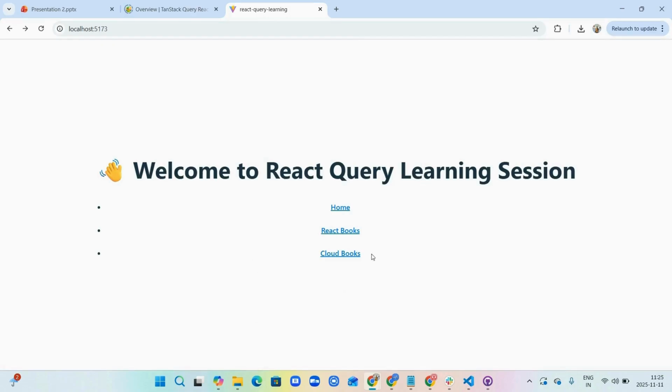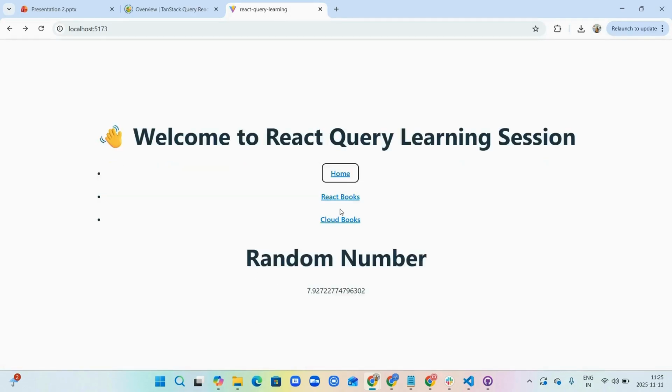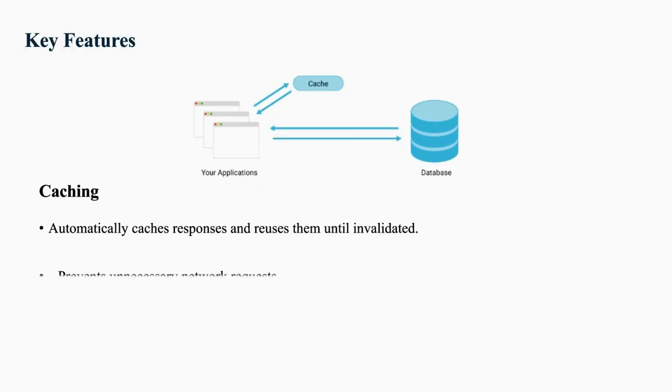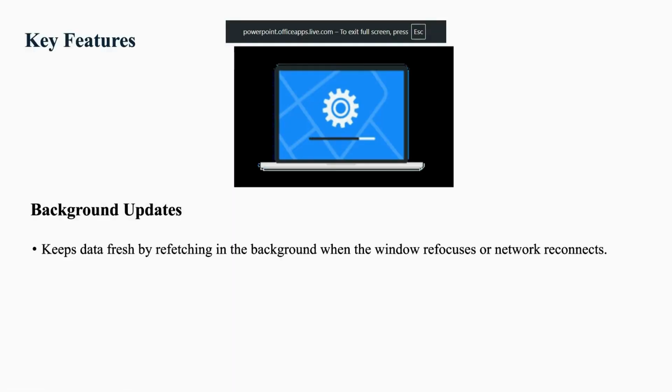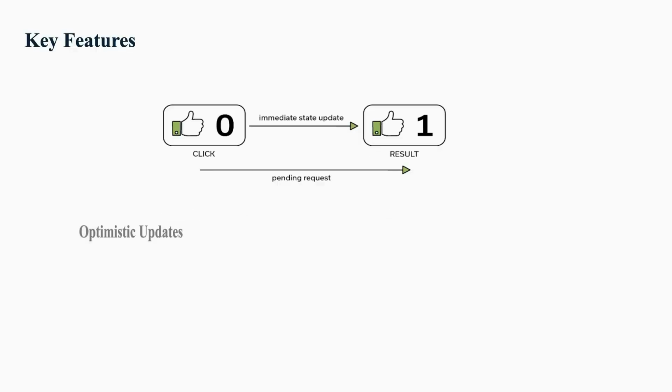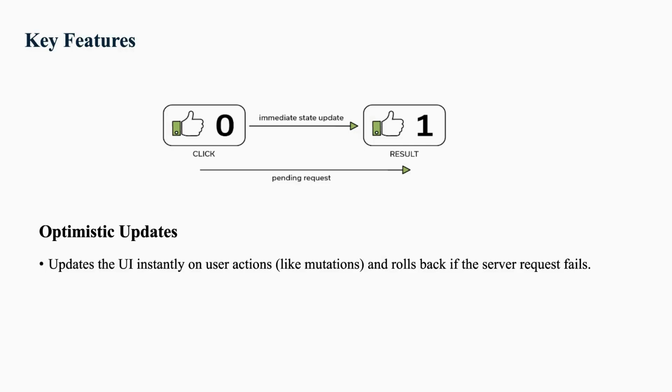You will notice that the home page shows an instant random number as soon as it loads. Keep that in mind for a moment and pause here. Key features we talked about earlier. The first one was automatic caching, which helps prevent unnecessary requests. The next was background fetching, which automatically refreshes data behind the scenes to keep it up to date. Finally, we also know that it updates the UI instantaneously on user action.